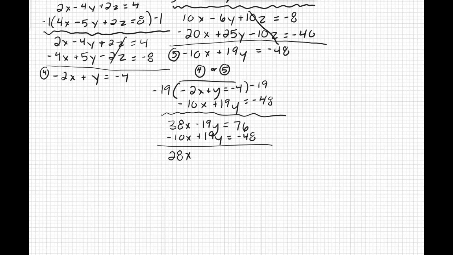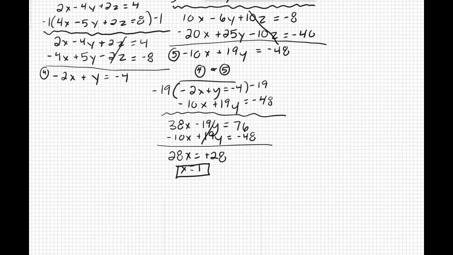Now we're left with 28x. Those terms cancel each other out. And then we're left with combining those together. Positive 28. We're going to divide. We get x equals 1. So I now have one solution.